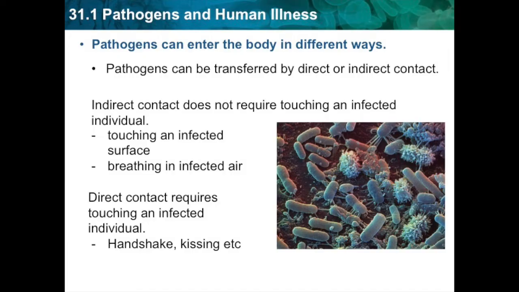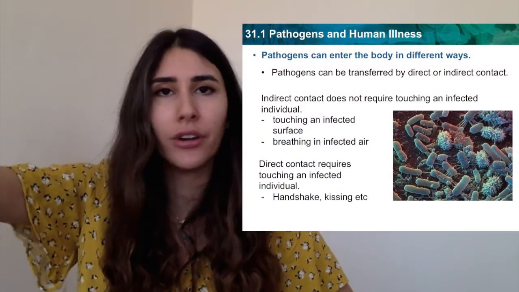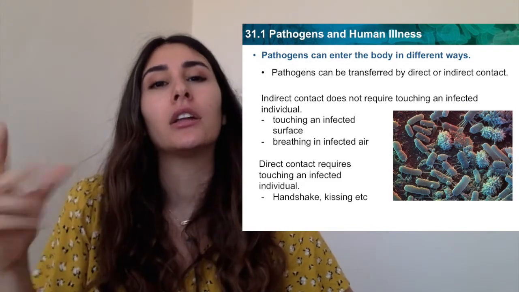Now, when it comes to pathogen transfer, or the movement of pathogen from one person to another, or from one organism to another, that is known as transfer of illness, transfer of pathogens. Pathogens can be transferred in two ways, either direct or indirect contact. Indirect contact does not require you touching an infected individual. So if someone has coronavirus, okay, or if someone has some form of viral infection or bacterial infection or whatever, you don't have to touch the person to contract it.